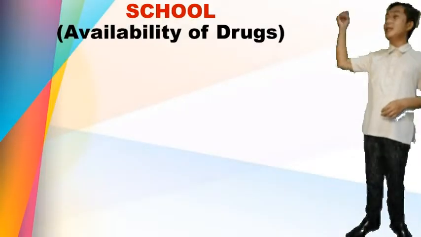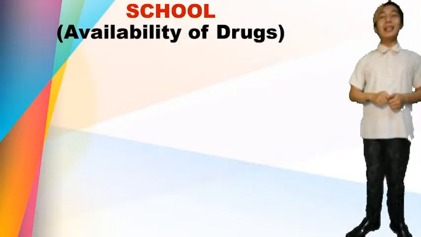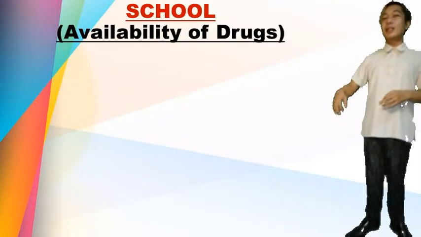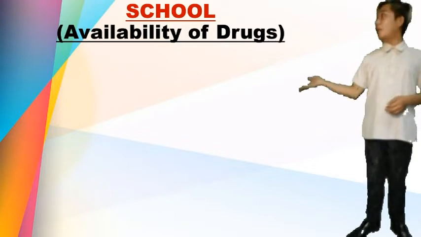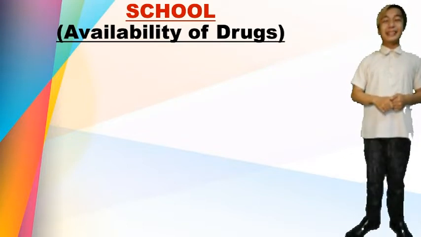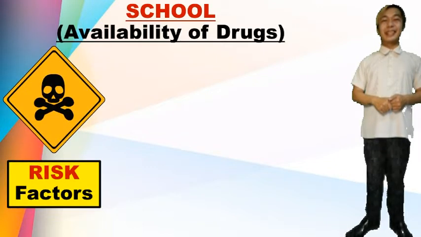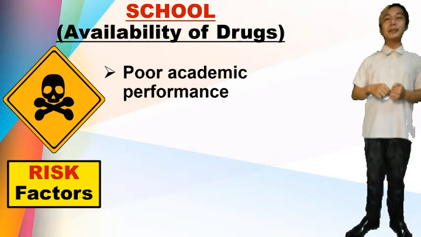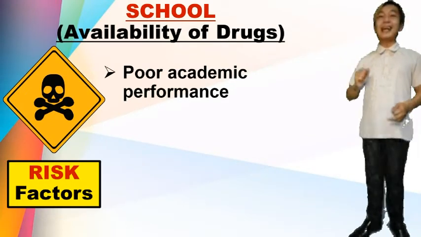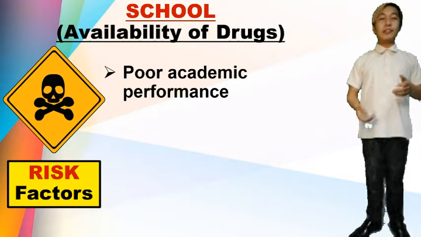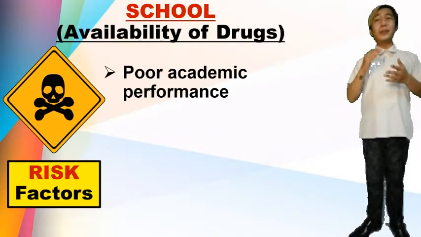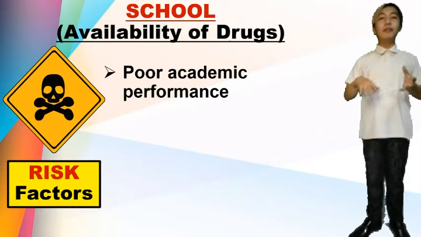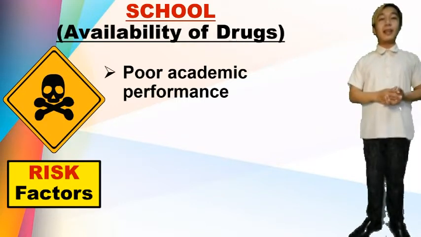Okay, so the next one is the school. So availability of drugs, although in our schools it isn't available. So how come the school becomes a risk factor? Okay, that is correct. So let us identify how it becomes a risk factor. Number one is poor academic performance. It triggers us when we are receiving low or failing grades, so it could tempt us to divert our attention to different things.